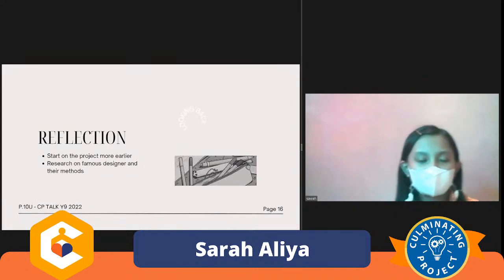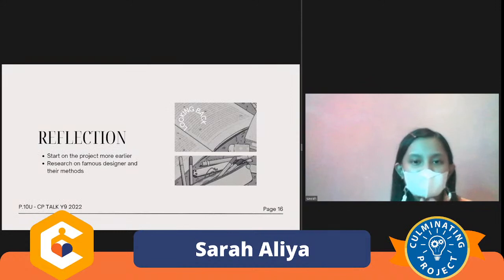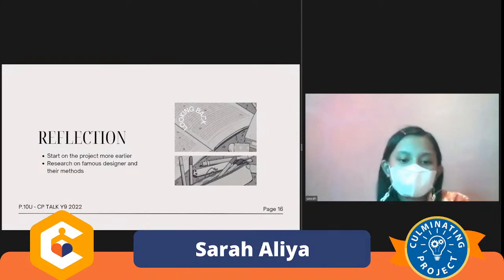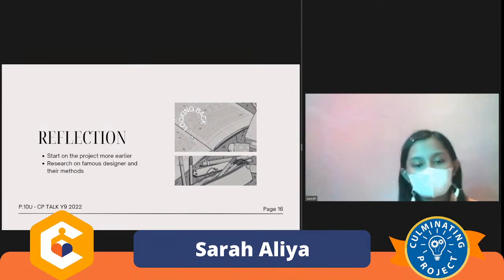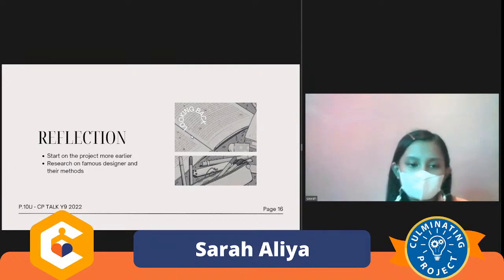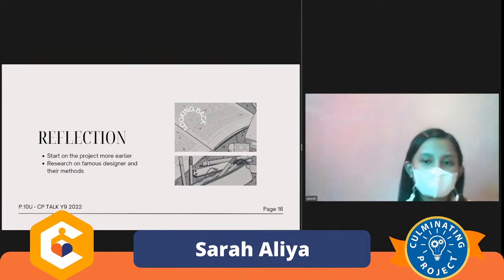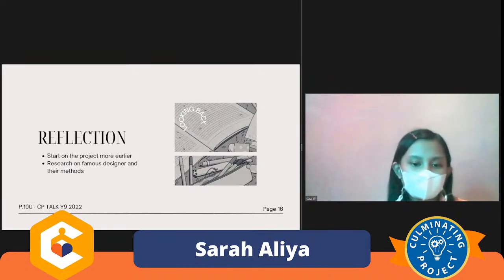If I could go back and redo it all over again, I would want to start earlier so then I can have more time on the other parts of the project. And also so that time limits won't bring me pressure and as a result give me stress. And also maybe do research on influential revolutionary fashion designers since they're known for their clothes in various ways. So I think it would be interesting to see how they rose to fame.